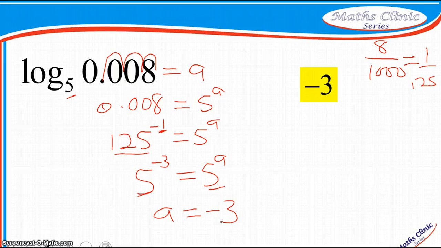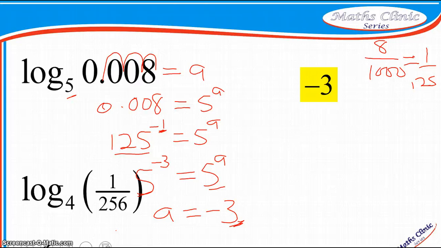So therefore, log base 5 of 0.008 is equal to -3. Now you can try this last question, log base 4 of 1/256, and see the result. I'm sure you did it and you had -4. So try it and get a -4.